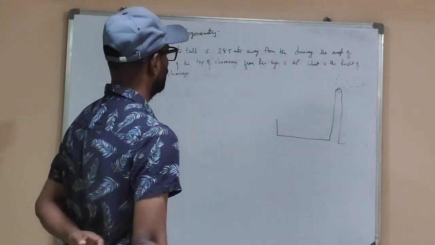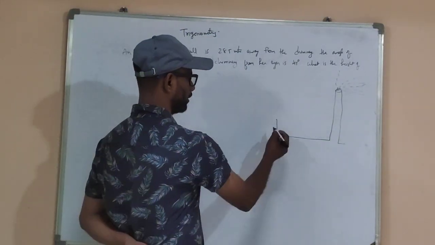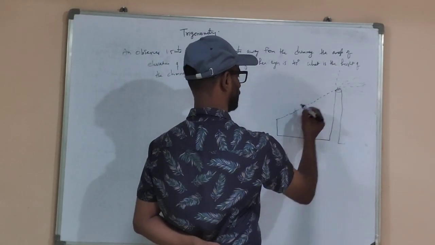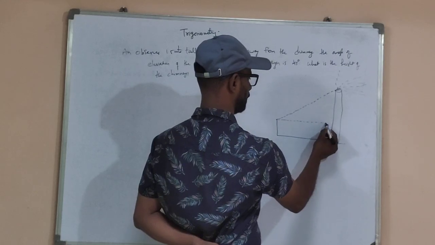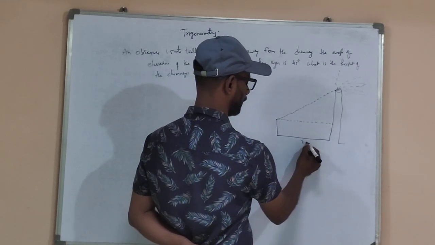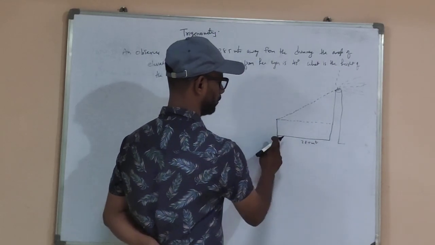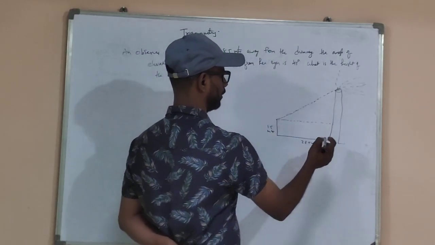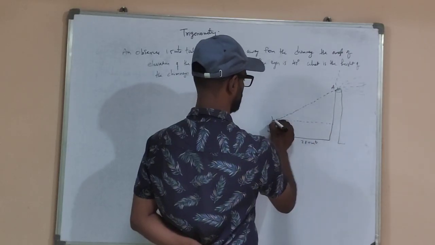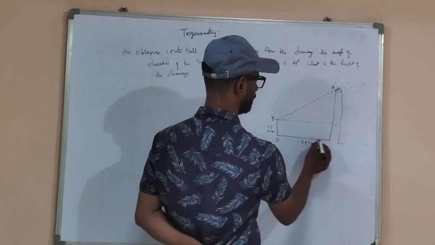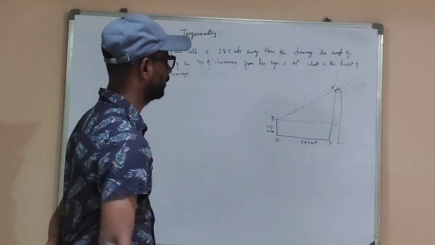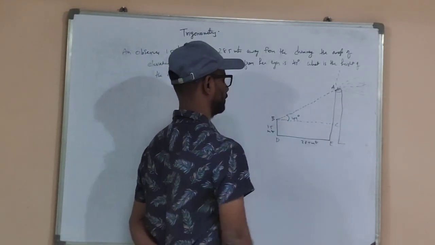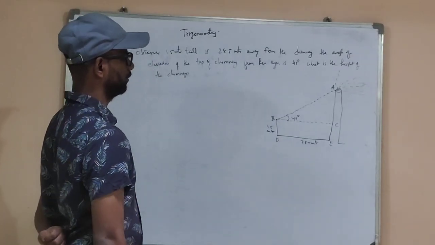Now, the angle of elevation of the top of the chimney. From here he is observing the top of the chimney. So now draw the horizontal. This is 28.5 meters, the distance between the person and the chimney. He is 1.5 meters in height. Take this as A, B, C, D, E. We have to find the height of the tower, and the angle of elevation is 45 degrees.